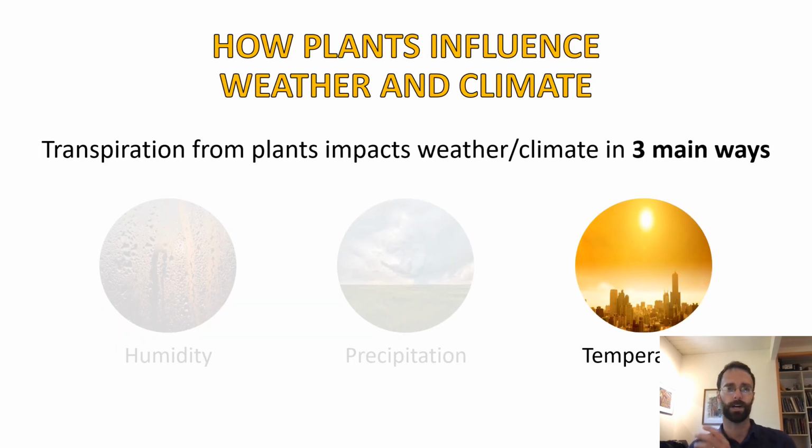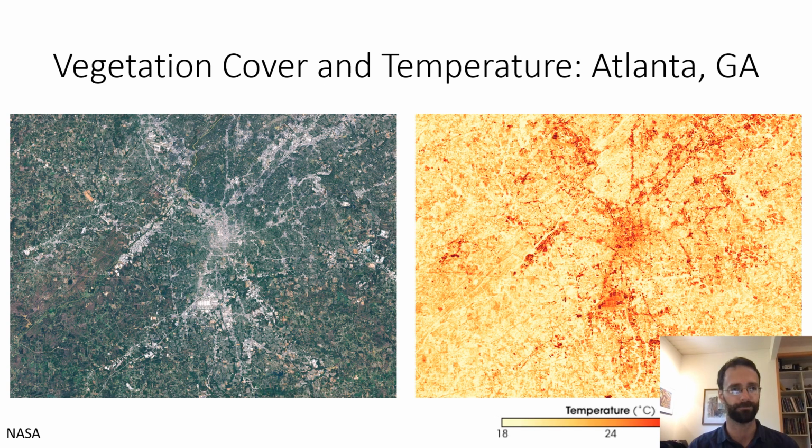Okay, so plants are not only influential for humidity and for precipitation, they also serve as an important control on our temperature at the surface of the Earth. So the following is a side-by-side comparison of land cover type on the left and land surface temperature on the right for the city of Atlanta. I think this is just taken from a random day during the summertime. These are provided by NASA.